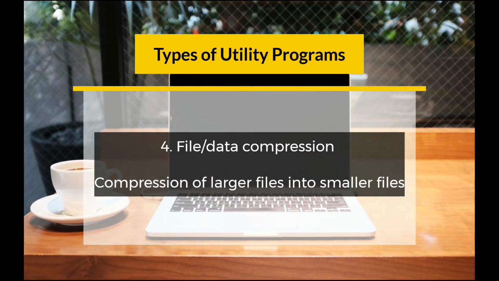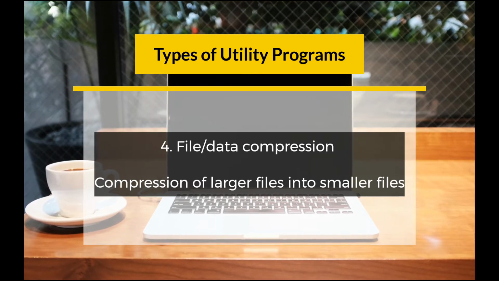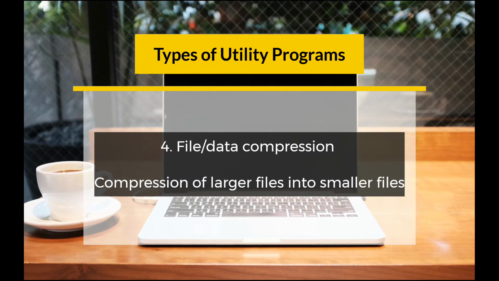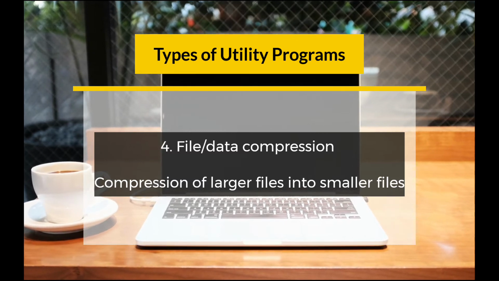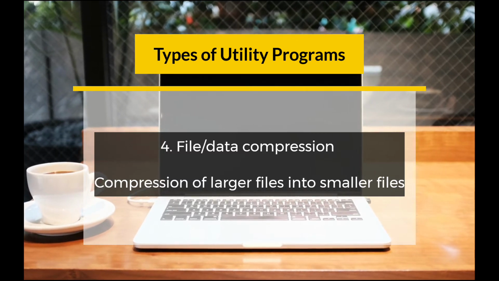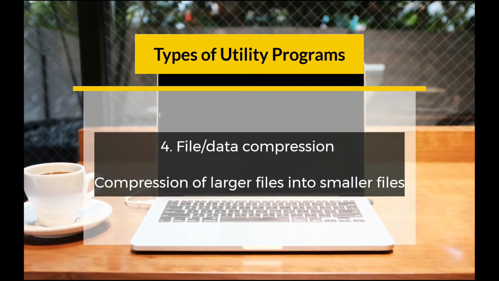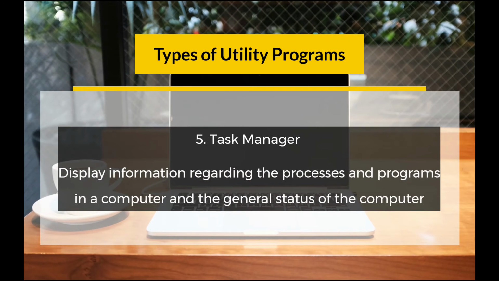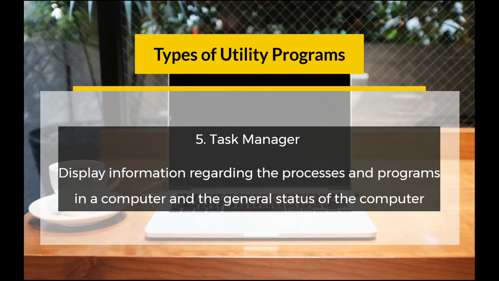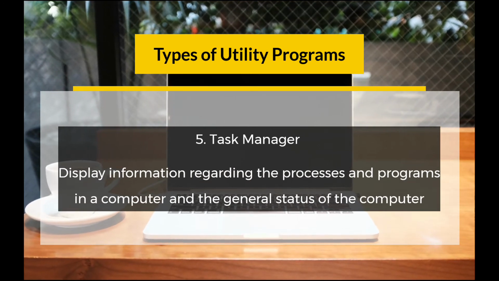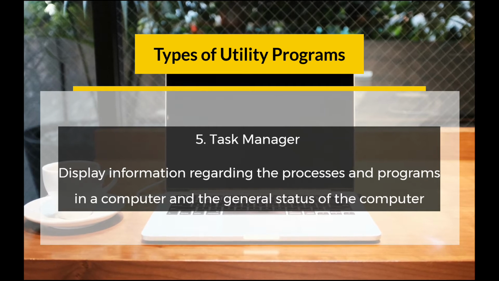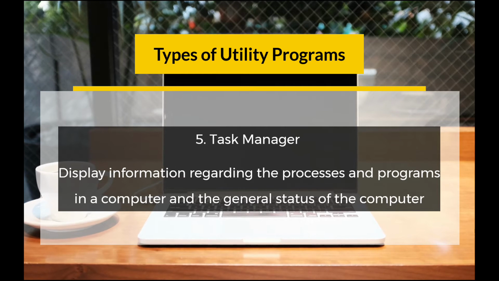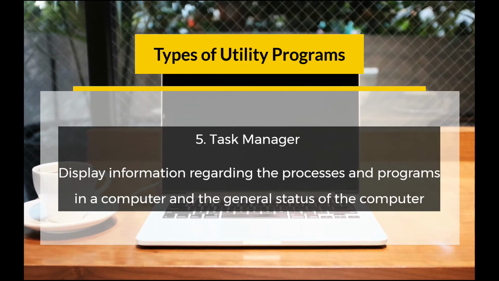Number 4. File or data compression. Compression of larger files into smaller files is known as file or data compression. Number 5. Task Manager. Task Manager displays information regarding the processes and programs in a computer and the general status of the computer.